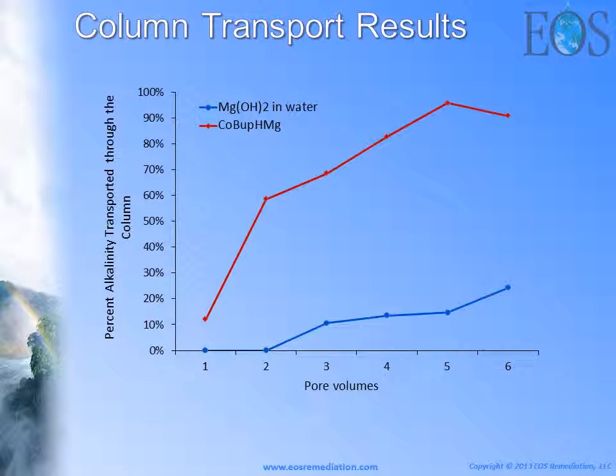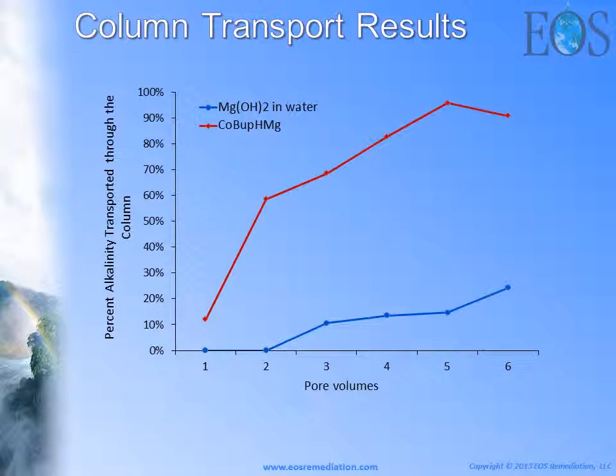So this graph is from the sand-filled columns. This is the result of our transport experiment. So if you were to go out and buy magnesium hydroxide powder from just any supplier and mix it with water on site and then inject it into your injection locations, the result you could expect would be the blue line. That after a couple of pore volume flush of the aquifer, you essentially aren't moving the material anywhere. It's not going anywhere from that injection location, and we saw this in the column.